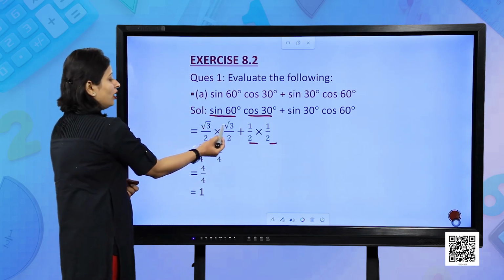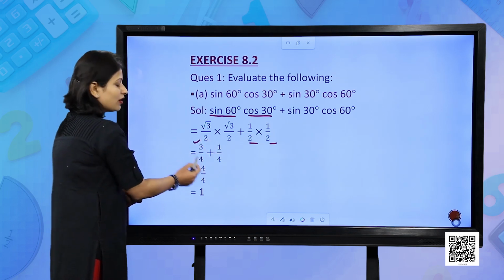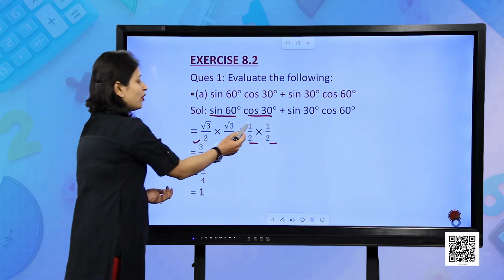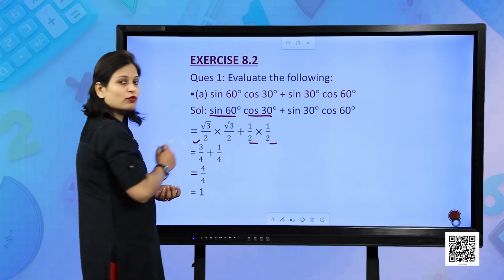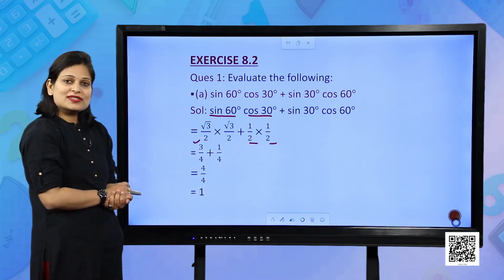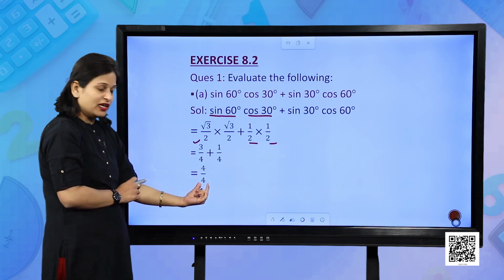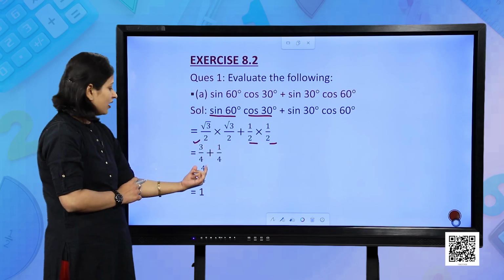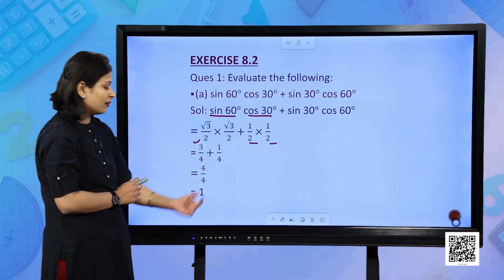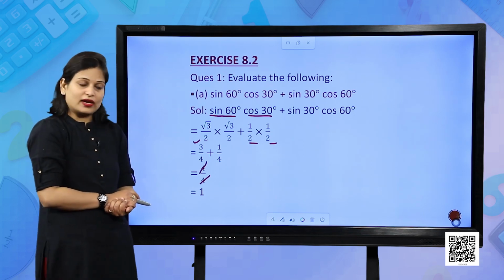Now, root 3 into root 3 will give you 3 and 2 into 2 will give you 4. For this, 1 into 1 will give you 1 and 2 into 2 will give you 4. Just take the LCM of this. What will you get? 4 in the denominator and after solving you will get 4 in the numerator. So, 4 and 4 will get cancelled out, you will get 1.